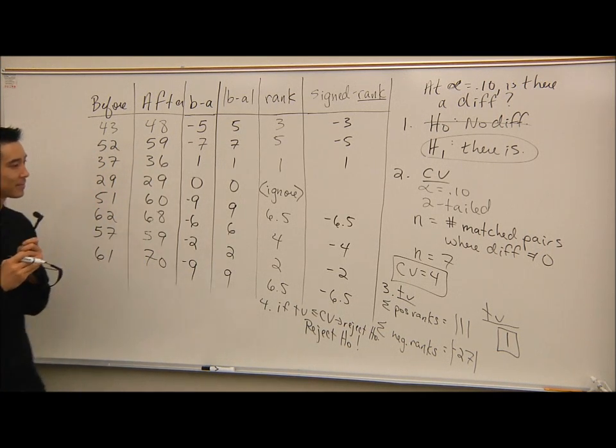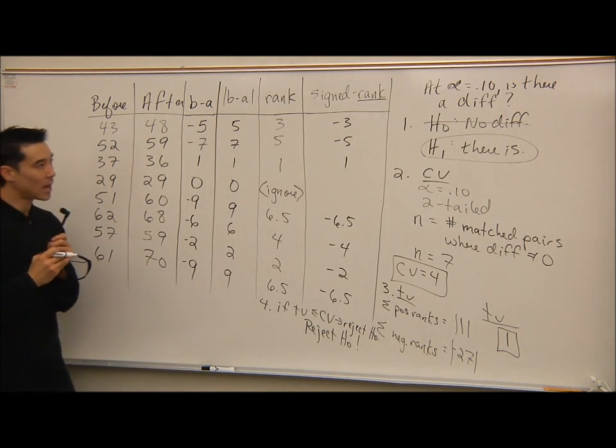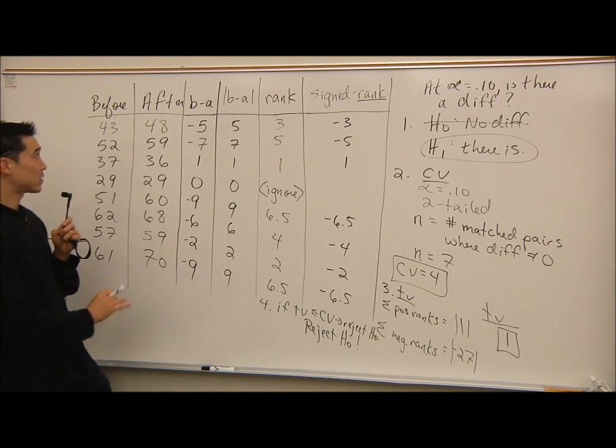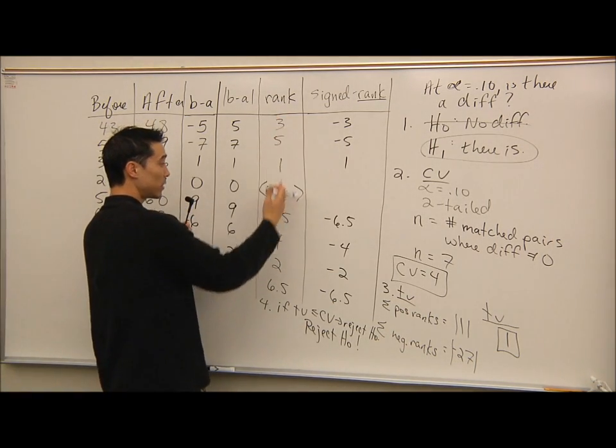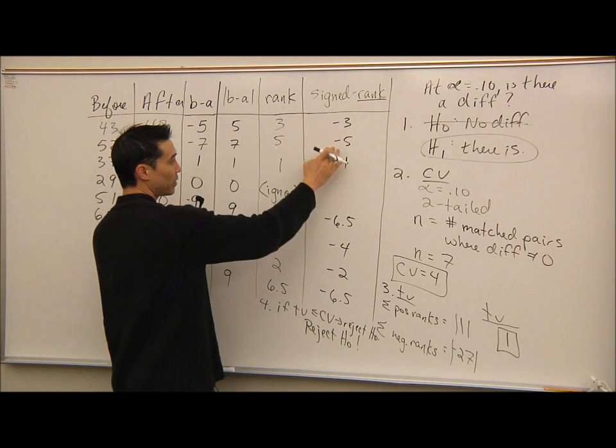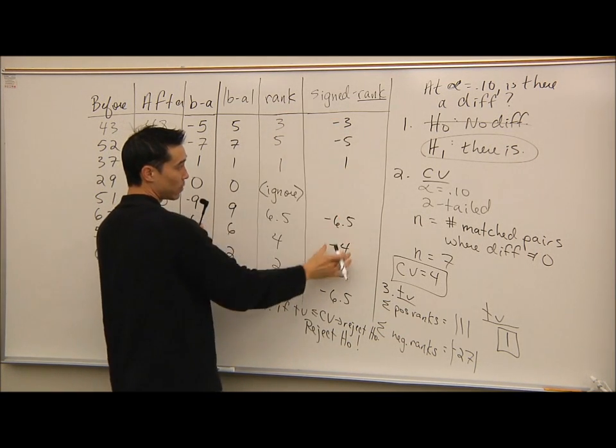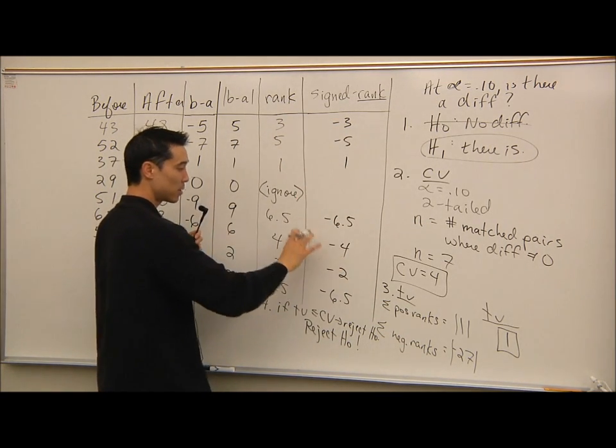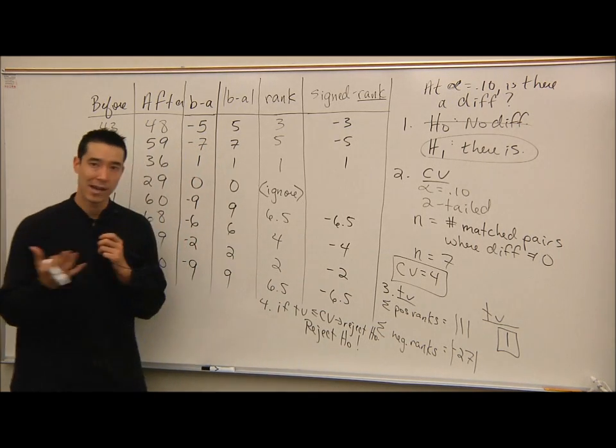Okay? That is the Wilcoxon signed rank test. It's fairly easy, it's fairly straightforward. Just be really good on ranking it and then just putting your original sign back. And that's what we sum up. You sum up your negative signs, you sum up your positive sign ranks, and that's how you get your test value.